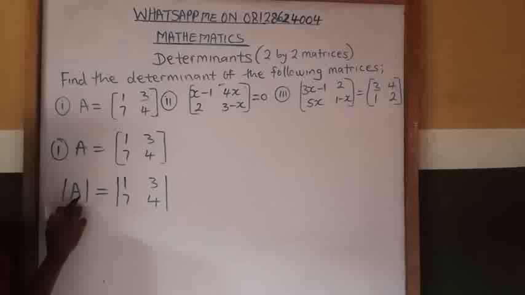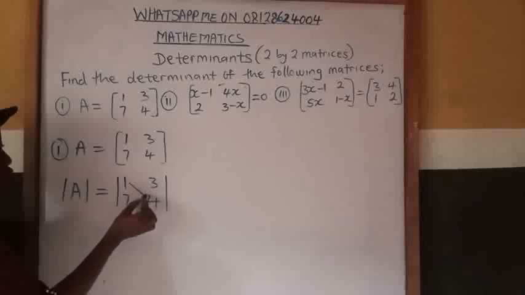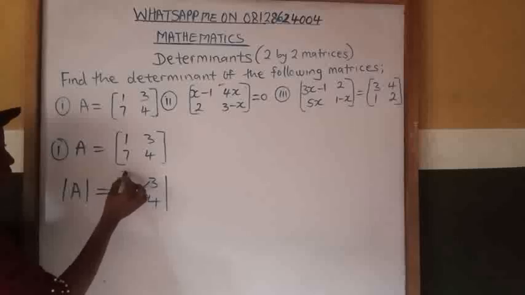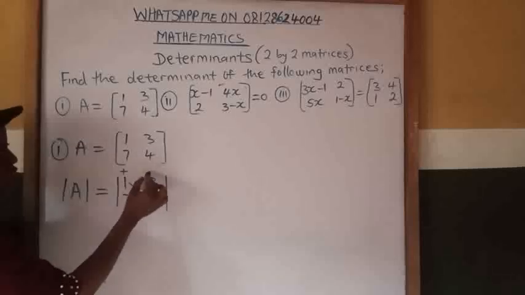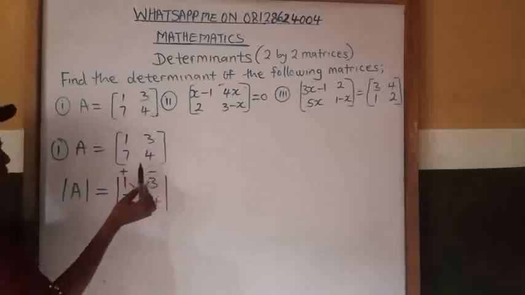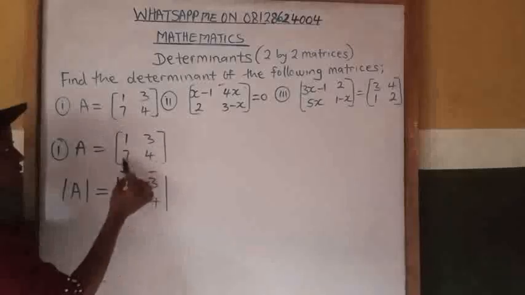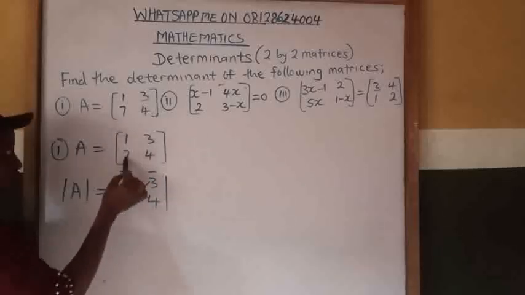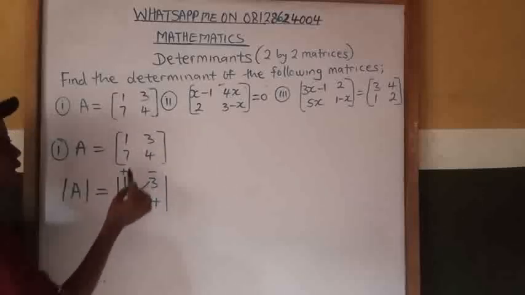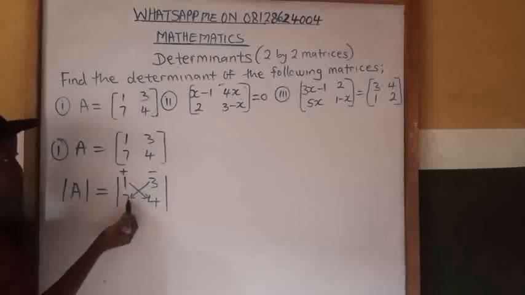So what is the determinant of this A? Just cross multiply, very simple. The first element we start with positive, then the second element with negative. Then don't forget that this is a 2 by 2 matrix, because we have two rows and two columns. So you cross multiply in this way. This one will go in this way, then the other one will go in this way.